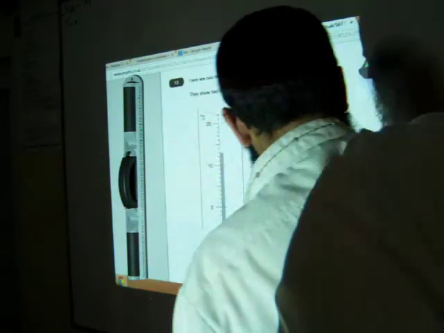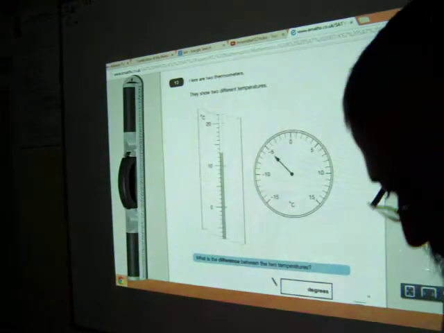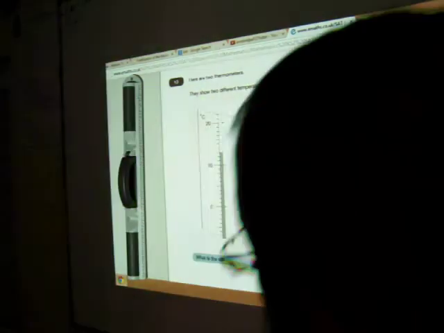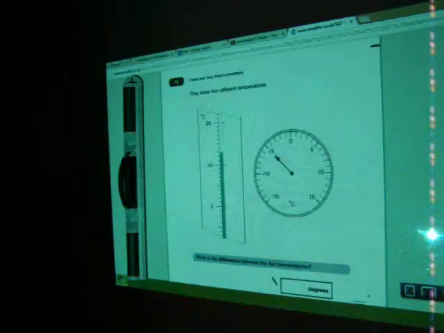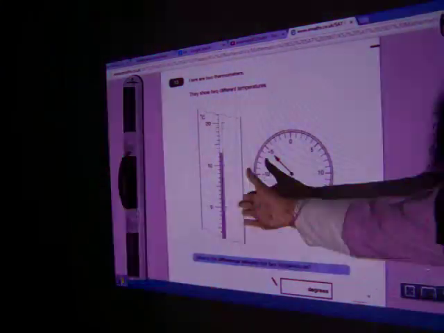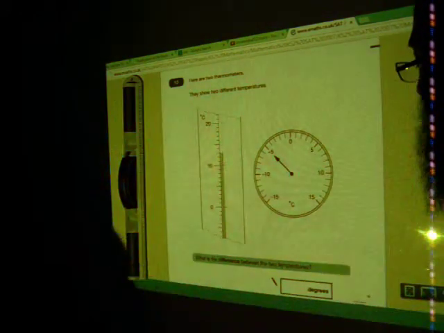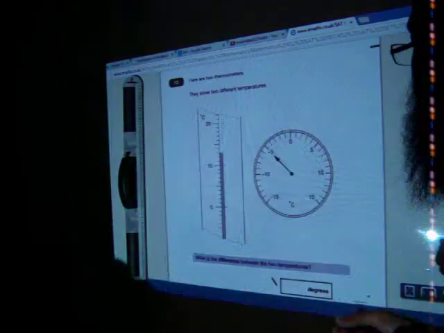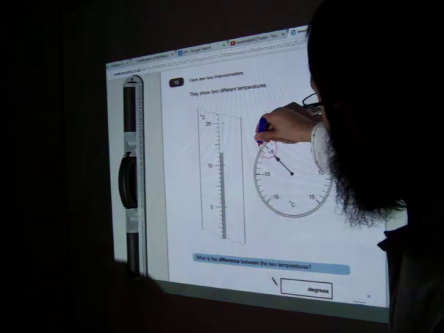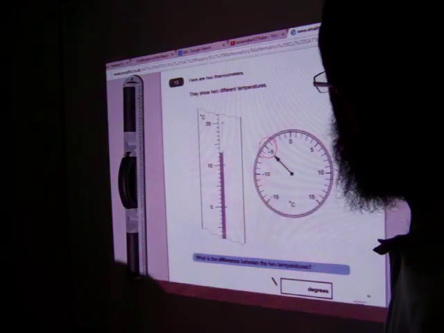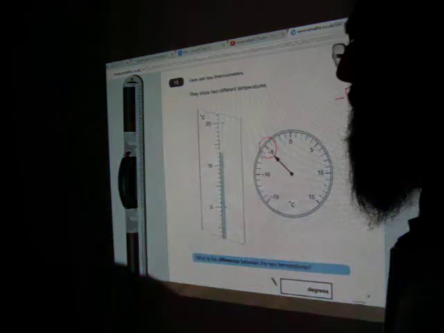Oh, yeah. Much better. Is it a thermometer? Okay, here are 2 thermometers. What is the difference between the 2 temperatures? 19. Hang on a second, don't shout the answers. This one is -5. And this one, okay, right.